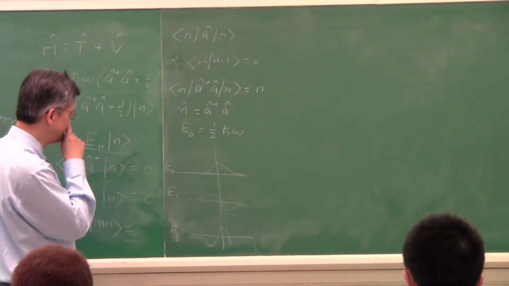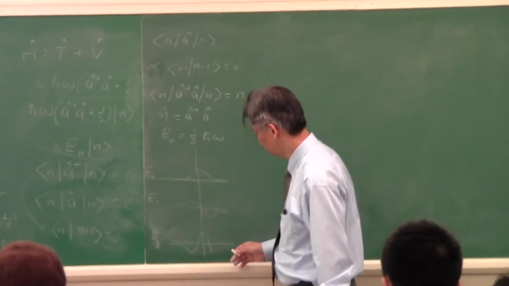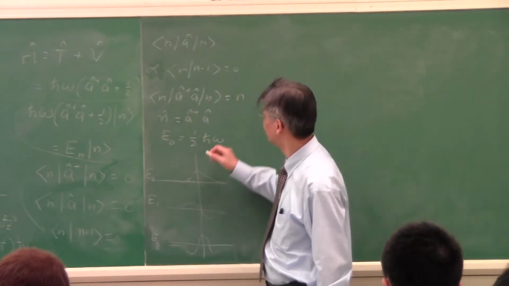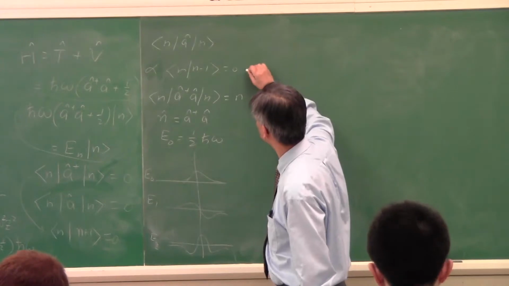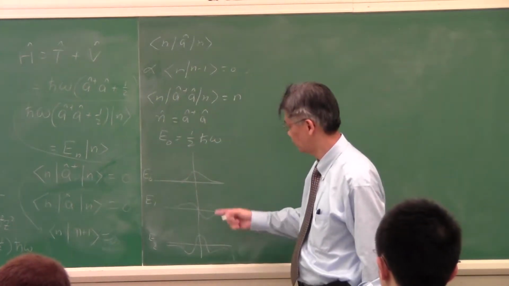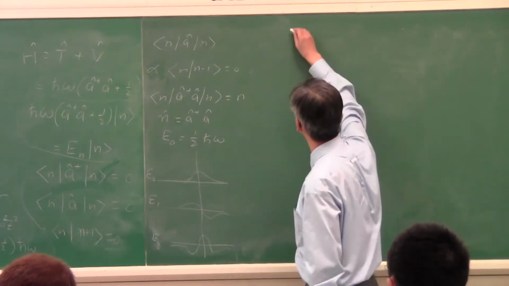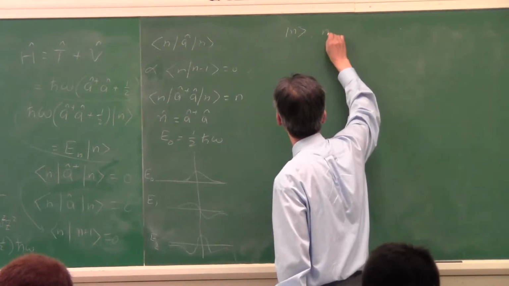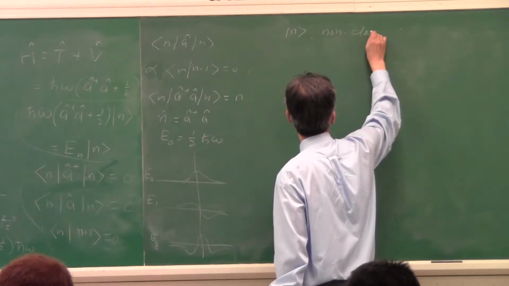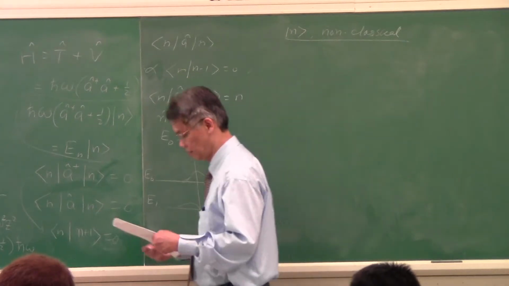What this means is that this energy state is always at 0 mean. If you try to find the expectation value of the creation or annihilation operator, they are always at 0 mean. Okay. So these are non-classical states. These things are highly non-classical.